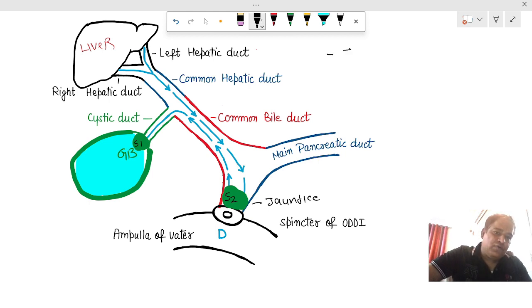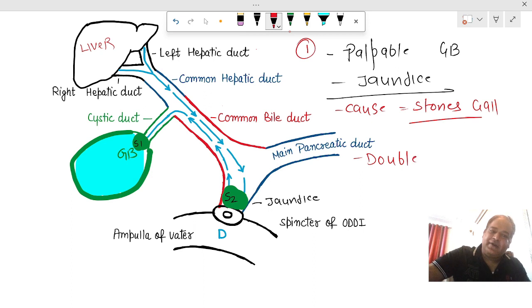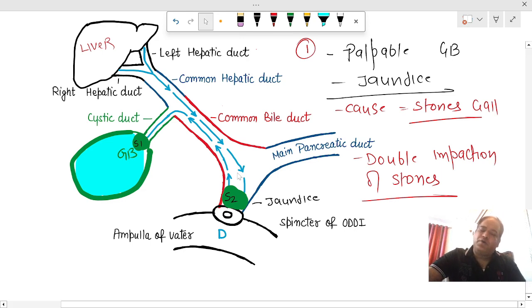So now we have a palpable gallbladder and jaundice also. And what is the cause of this? Stones, gallstones. Exactly opposite to what Mr. Courvoisier had said. So that is called double impaction of stones. That is the only meaningful exception to the Courvoisier law.